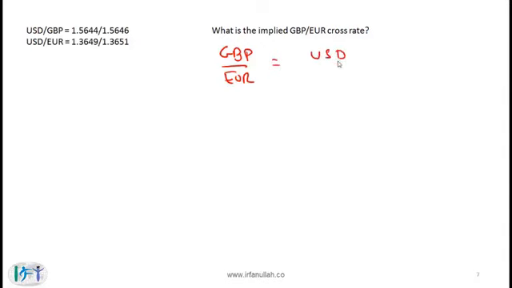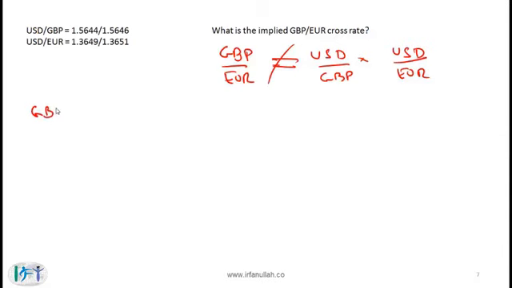So USD over GBP multiplied by USD over euro. Notice that when you multiply these, things don't cancel out. You have USD squared over GBP times euro, which makes no sense. So these two are obviously not the same. So what must we do? Let's look at it a slightly different way.